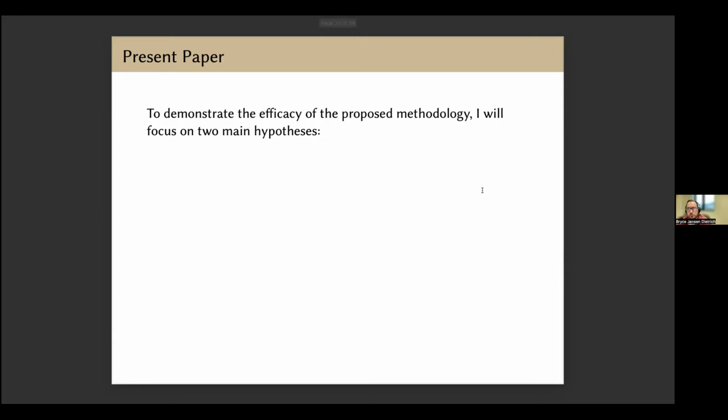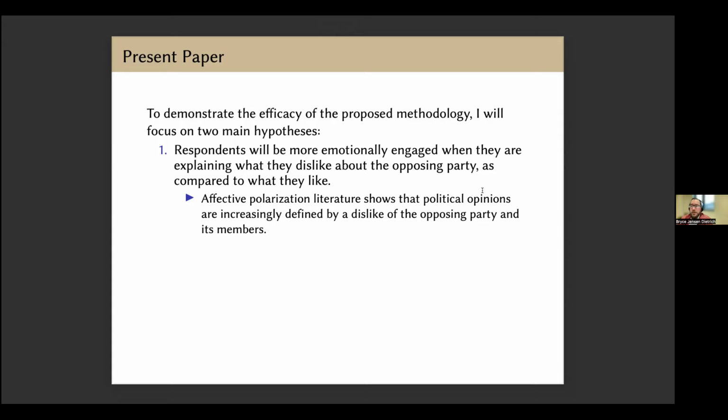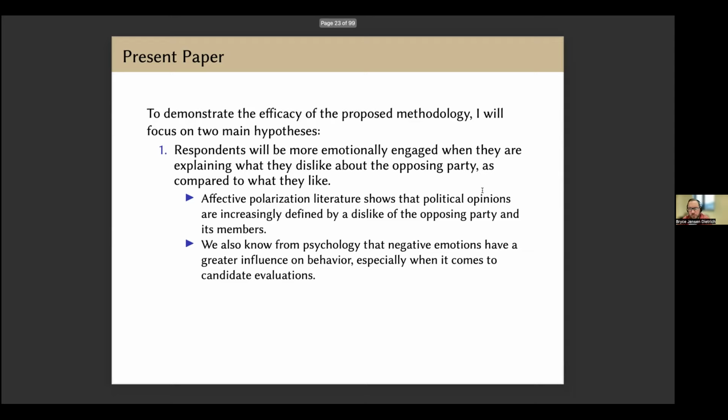So the goal of this paper is to introduce a methodology that we think could be of general use to social science researchers. However, in order to guide this discussion, we developed two main hypotheses that I will test during the course of the study, and that we explore more deeply in the paper. The first hypothesis is that respondents will be more emotionally engaged when they are explaining what they dislike about the opposing party candidate as compared to what they like. This draws heavily from the affective polarization literature, which shows that political opinions are increasingly defined by a dislike of the opposing party and its members. Similarly, we know from psychology that negative emotions have a greater influence on behavior, especially when it comes to candidate evaluations, which is why we would expect these to be especially salient when it comes to something as simple as whether or not a respondent is emotionally engaged.